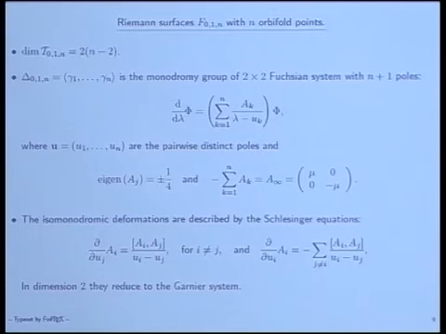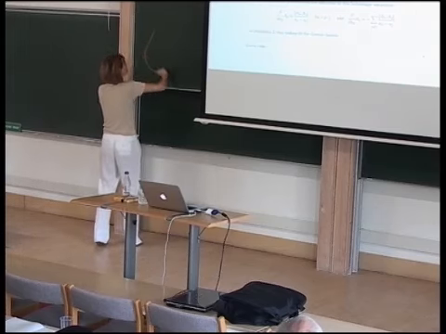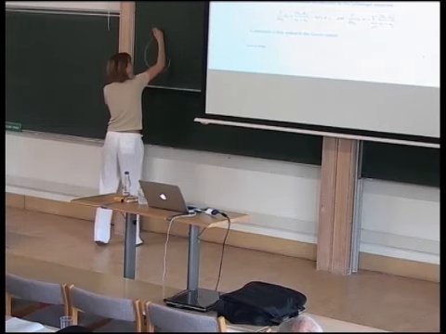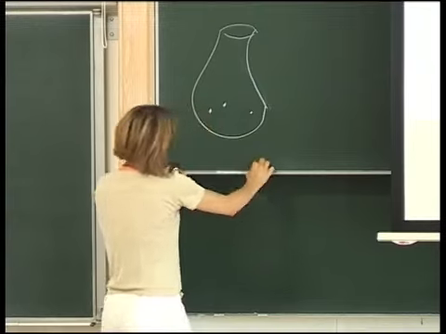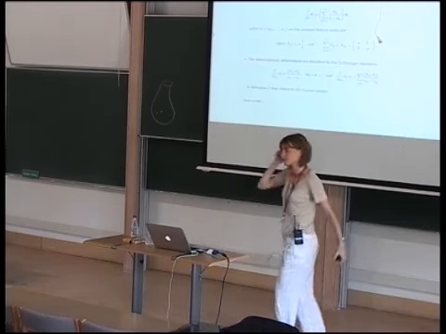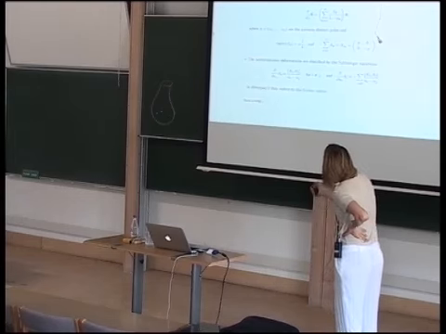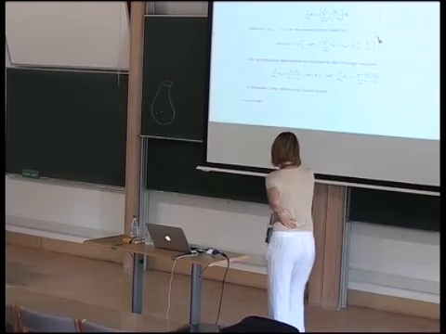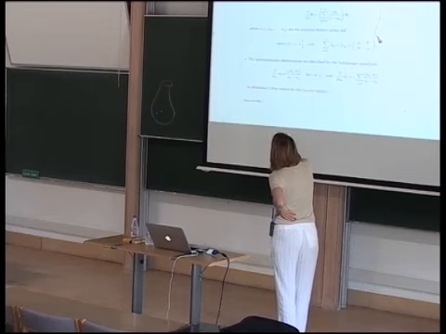So this is an object which looks like, well, a sphere with a hole. And then it has some points on it. Or topologically, you can think of a disk with points. Okay. Now, so in this case, the dimension of the Teichmuller space is 2 times n minus 2.